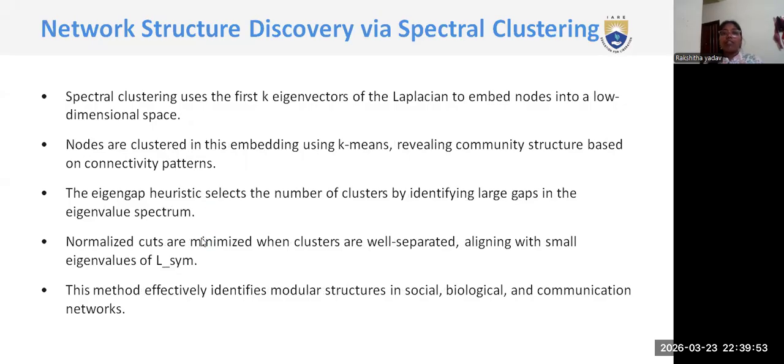Network structure discovery via spectral clustering. Nodes are clustered in the spectral embedding using k-means, revealing community structure based on connectivity patterns. The eigengap selects the number of clusters by identifying large gaps in the eigenvalue spectrum. This method effectively identifies modular structures in social, biological, and communication networks.